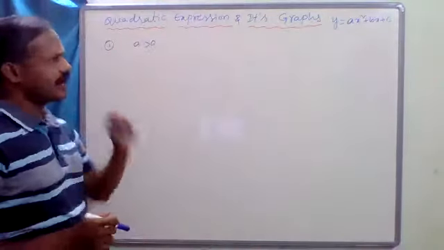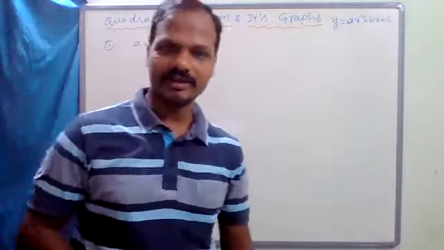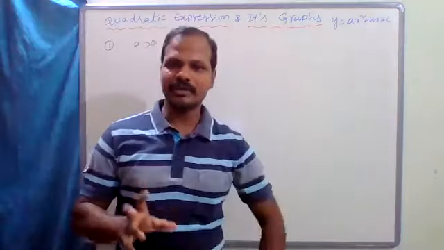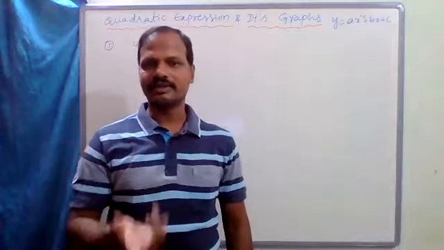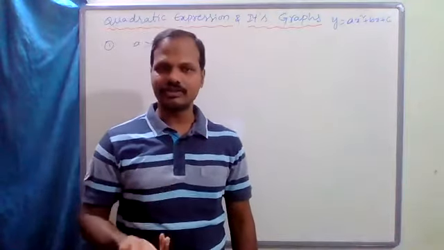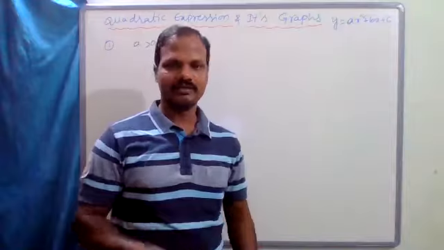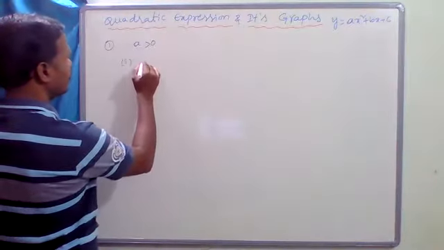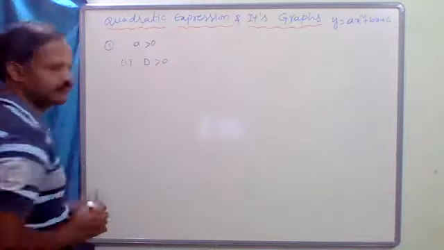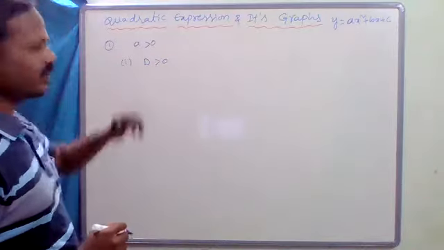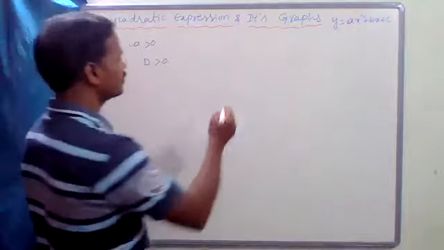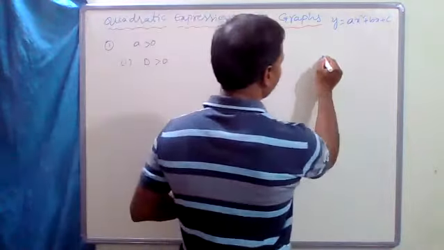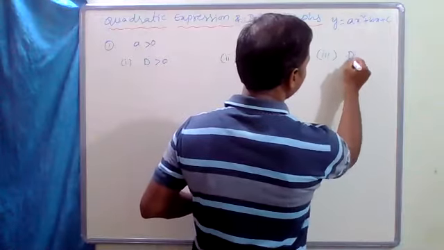Here, if a greater than 0, then the roots of the quadratic expression depend on the discriminant D: D greater than 0, D equal to 0, D less than 0. So while a greater than 0, the first case is D greater than 0, the second D equal to 0, and the third case D less than 0.